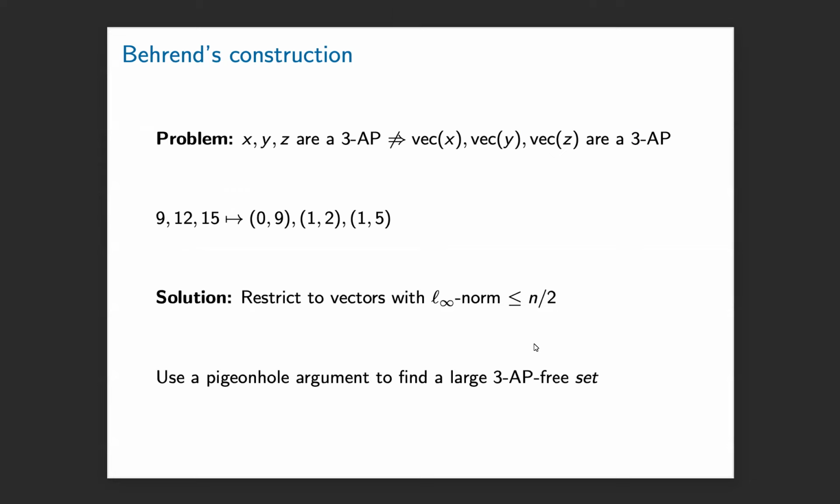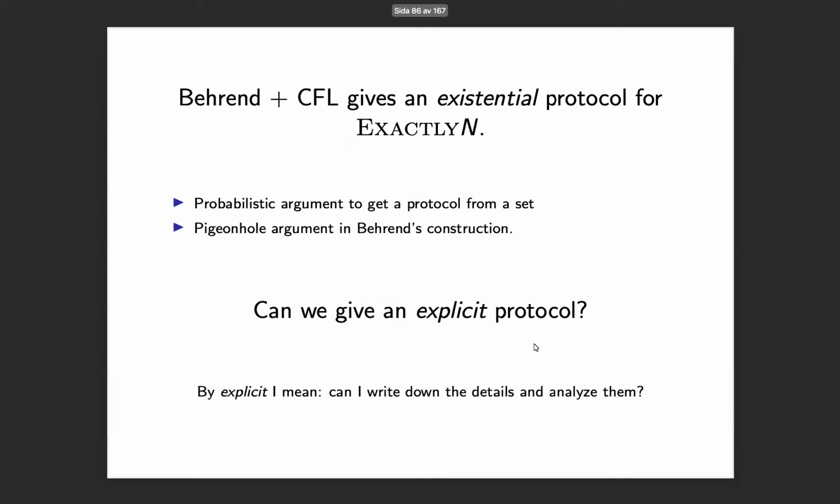And again, like I said, we can use a pigeonhole argument to find a length that has many vectors in it, many vectors with restricted L infinity norm, and that gives us our large 3AP-free set. Great. So combining Behrend with this argument of Chandra-Furst and Lipton gives us an existential protocol for exactly n.